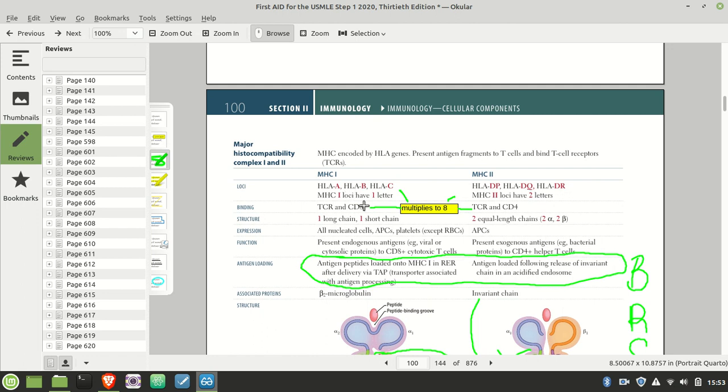I like to remember CD8 with MHC1 because everything multiplies to 8. CD4, well, everything multiplies to 8, so it has to be MHC2.